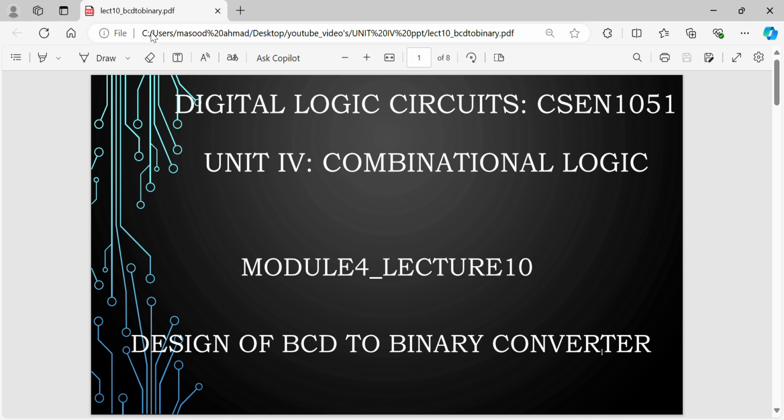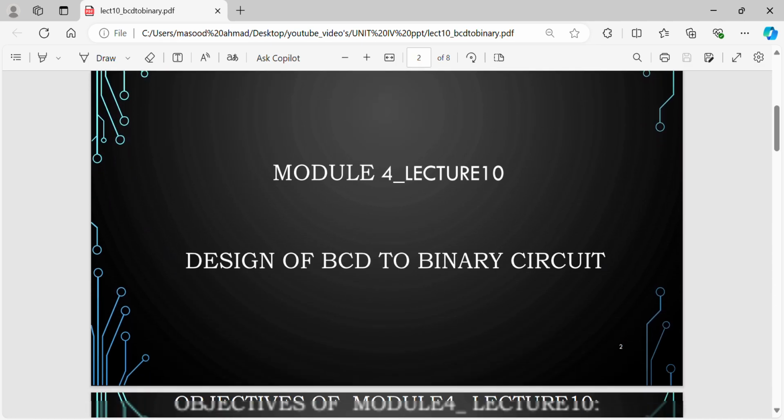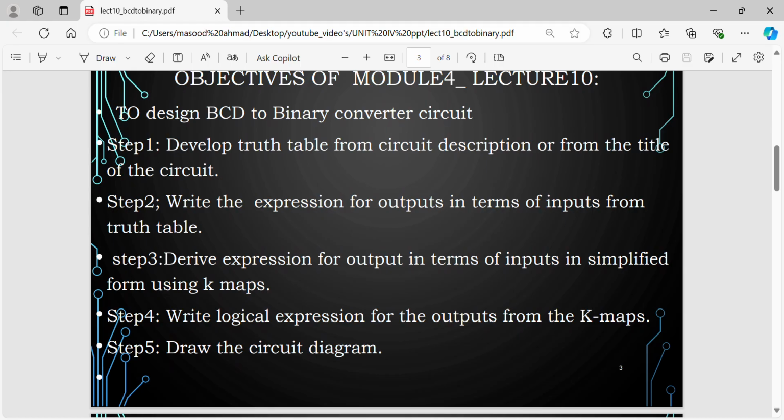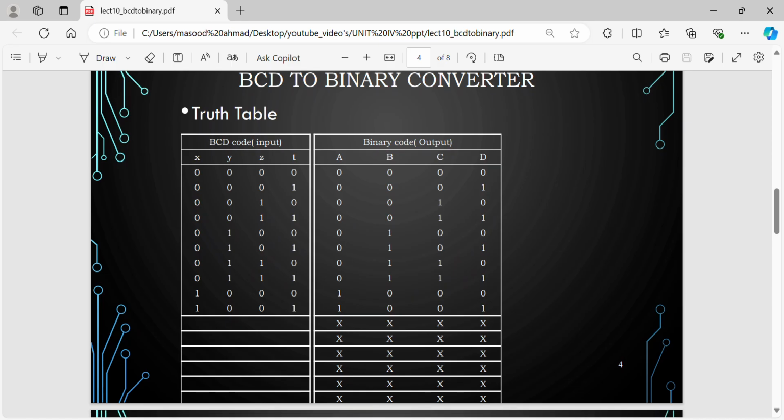My dear students, we will look into BCD to binary converter in lecture 10 of module 4. So our objective is to convert BCD to binary. What we try to do is look into a couple of steps which are repetitive in nature. Develop the truth table, then write the expression for output in terms of inputs, then solve them using K-maps, get the expressions from the K-map, and from the expressions draw the circuit. These are the routine steps that we are following. Now we will apply the same for the BCD to binary converter.